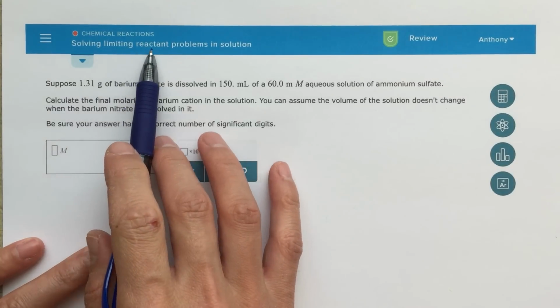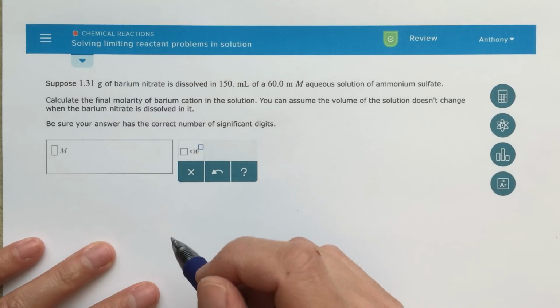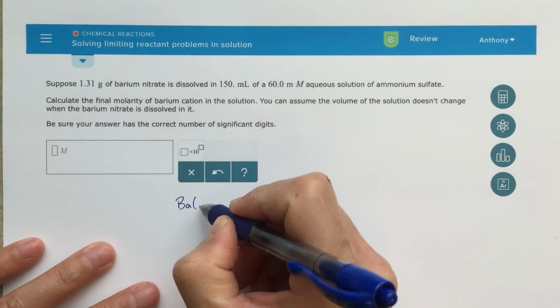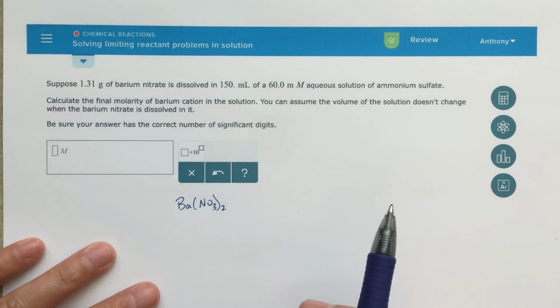Obviously, it's also going to be testing limiting reactant problems, so we're going to need to take that into account as well. So let's go ahead and get started. The first thing that I would do is I would write out barium nitrate. And I'm writing Ba(NO3)2, with NO3 in parentheses and a 2.